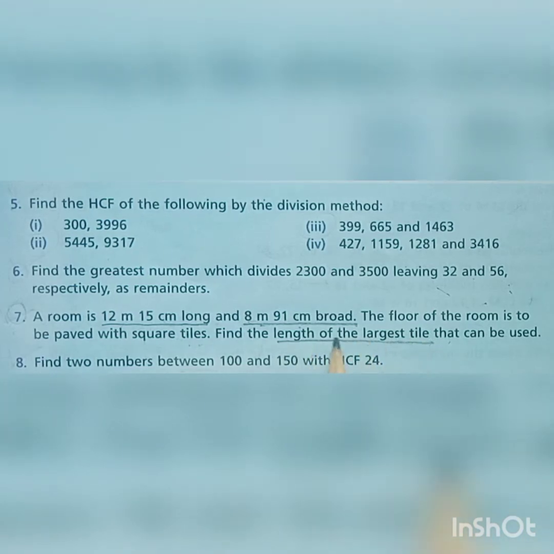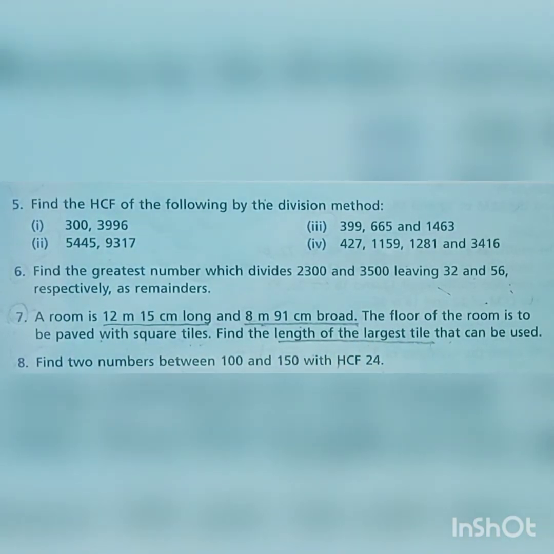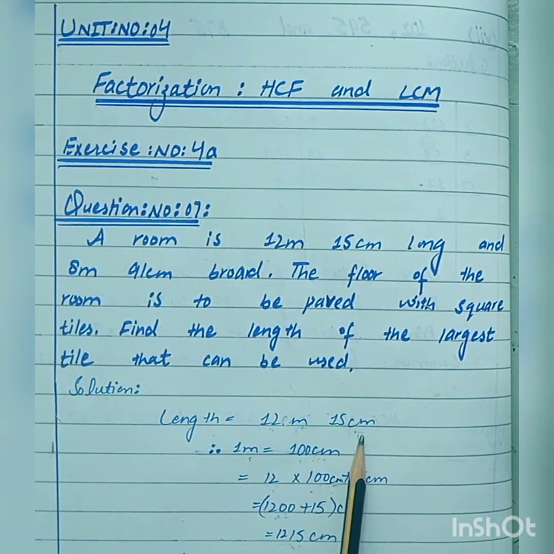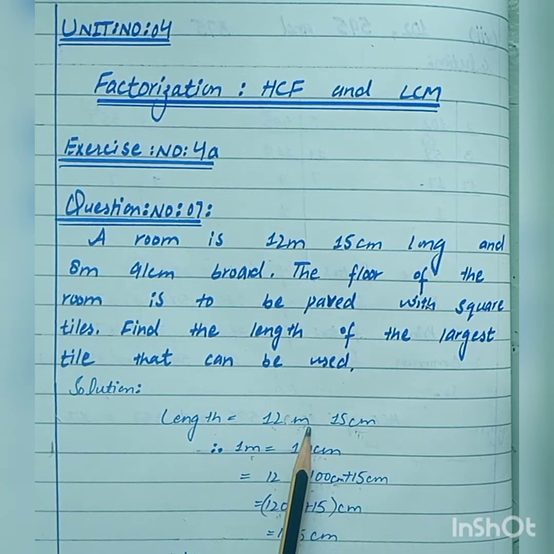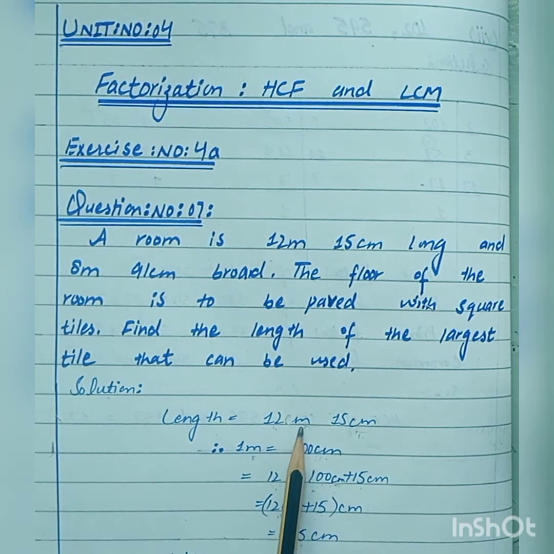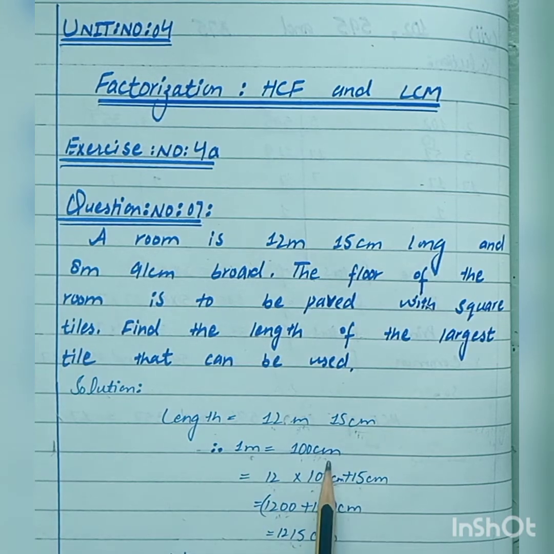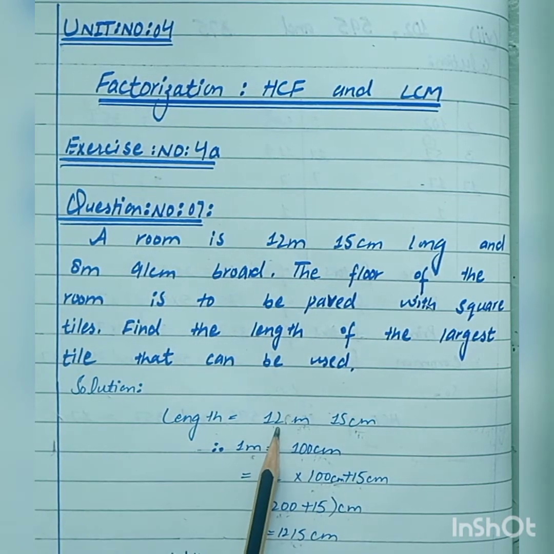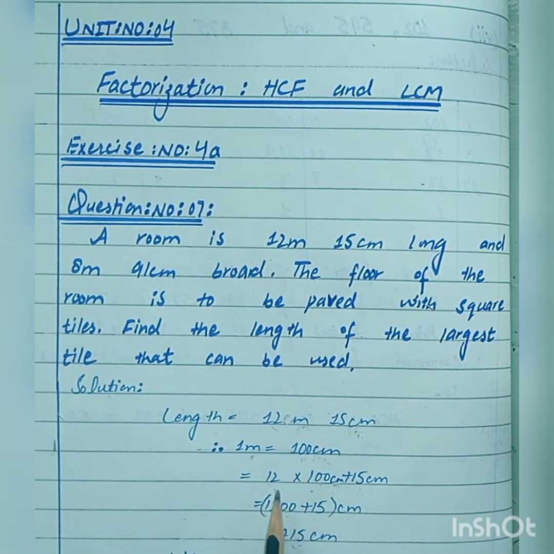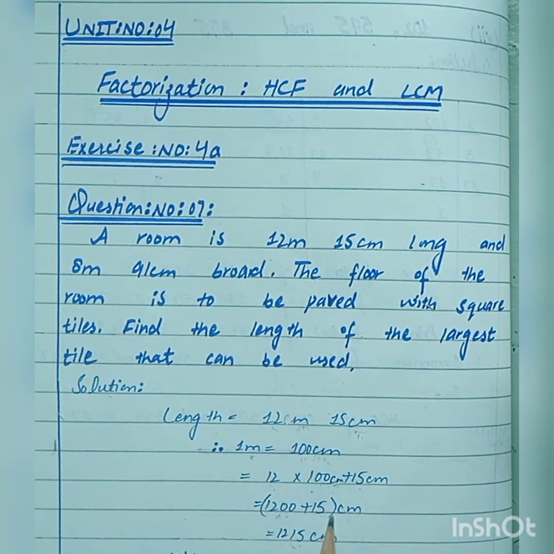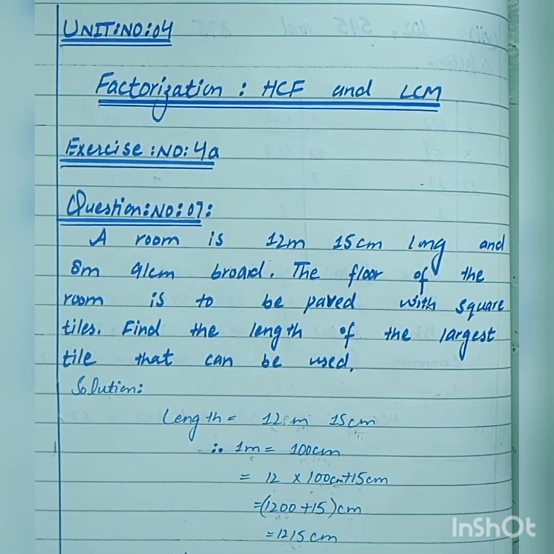You have to find the length of the largest tile that can be used for paving the floor of the room. The given length of the room is 1215 centimeter, where 12 is in the meter. So firstly you have to convert this meter into the centimeter. As you know that students, 1 meter is equal to 100 centimeters. Then multiply 12 with the 100. 12 into 100 is equal to 1200. Then we will get the length into the centimeter. 1200 plus 15 is equal to 1215.